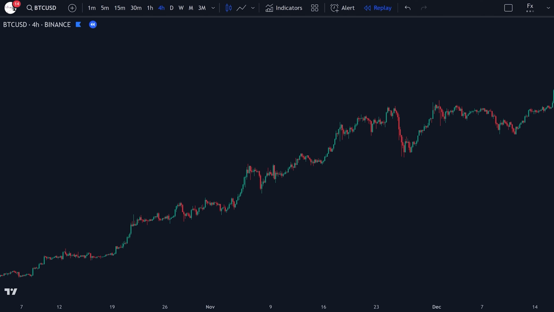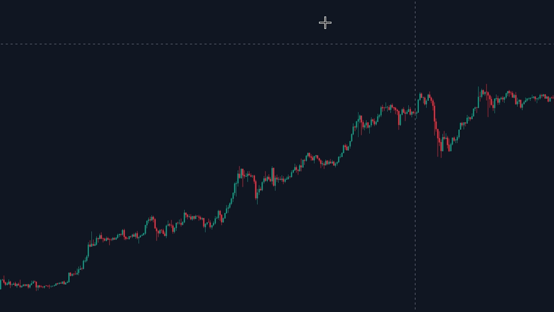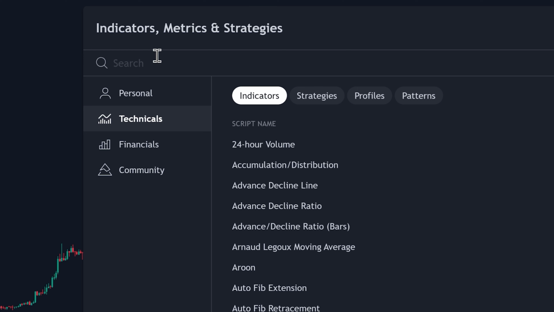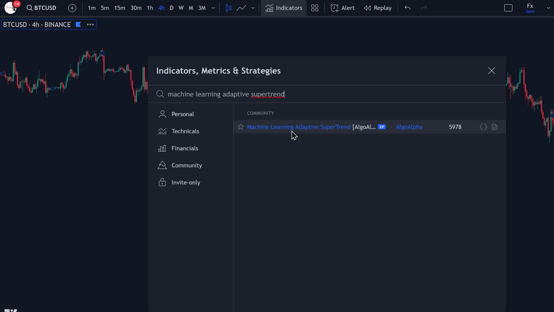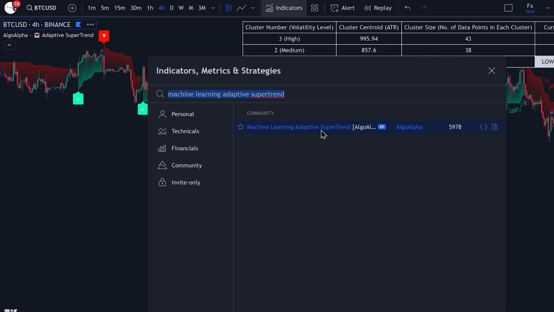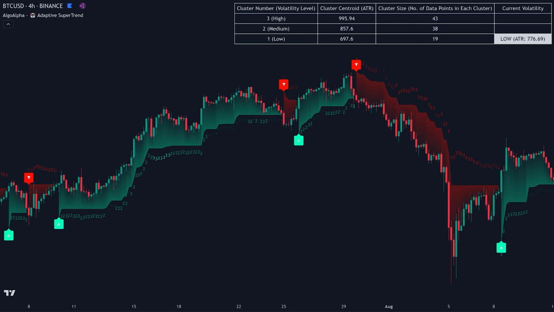Setting up the indicator on your chart is easy. Click on Indicators in TradingView. Search for Machine Learning Adaptive SuperTrend. Select the indicator, and it will automatically apply to your chart. That's all you need to get started. Now let's walk through some of its key features.